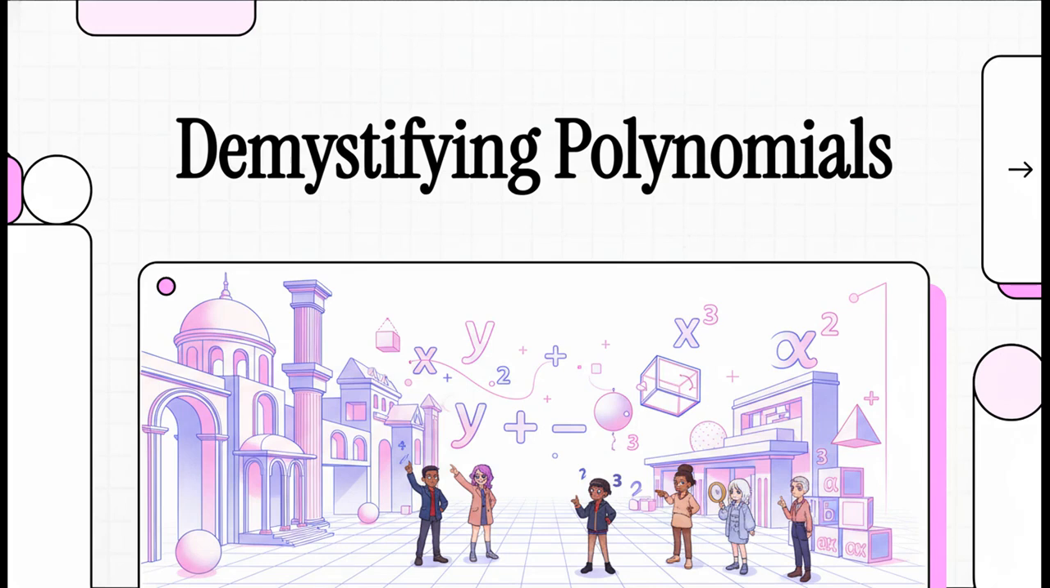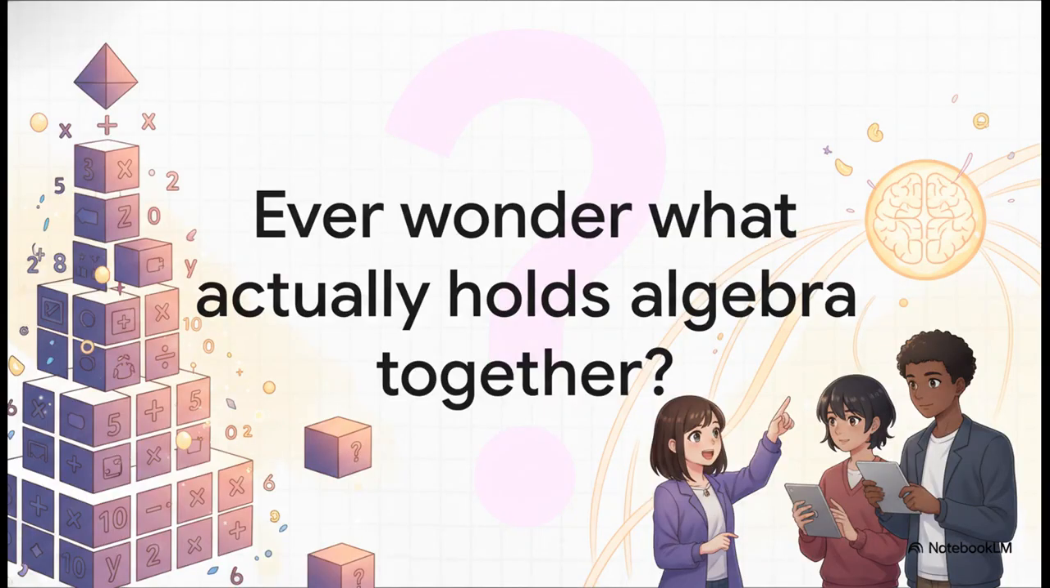All right, today we're going to do something a little different. Think of it like an architectural tour of algebra. Yeah, really. We're going to get our hands dirty and figure out what the fundamental building blocks are, these special structures that make the whole thing work. They're called polynomials. So you ever just look at an equation and wonder what's really holding it all together?